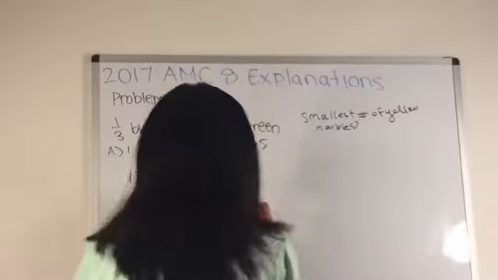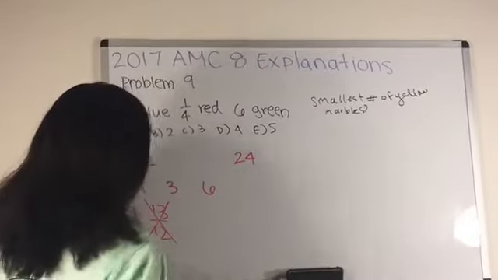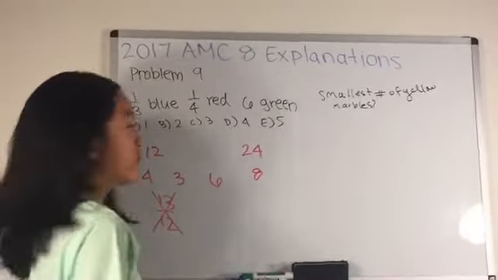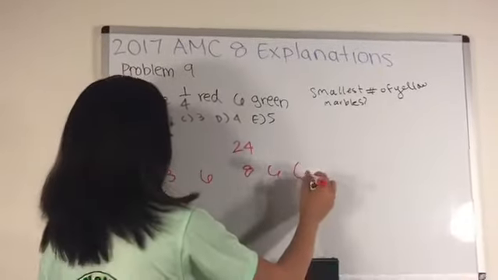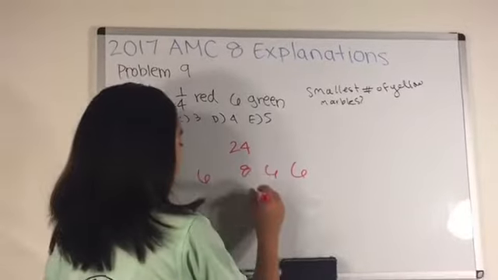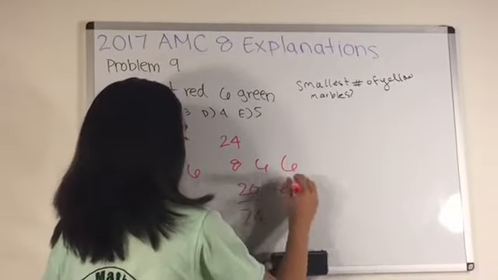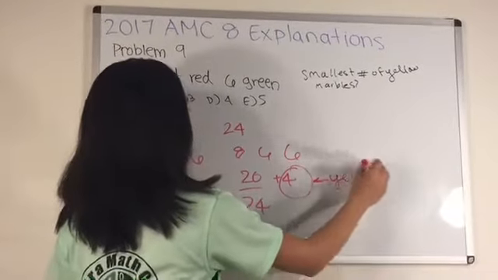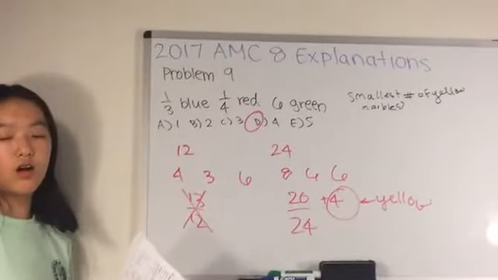Now our next number that's divisible by both 3 and 4 is 24. 1/3 of 24 is 8, so that's 8 blue marbles. 1/4 of 24 is 6, so that's 6 red marbles. So we have 6 green marbles, and so far that makes 20 out of 24, leaving 4 marbles to be yellow. Therefore, our answer would be D. 4 yellow marbles is the smallest number of yellow.